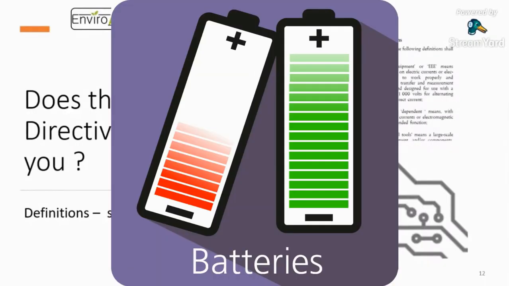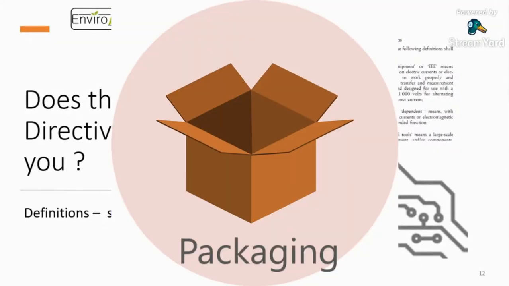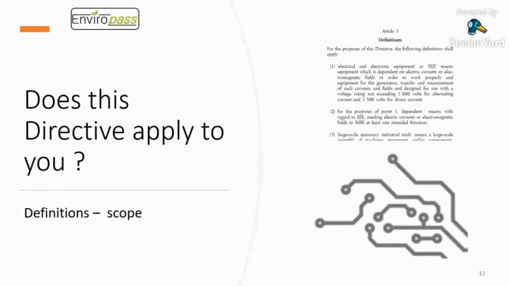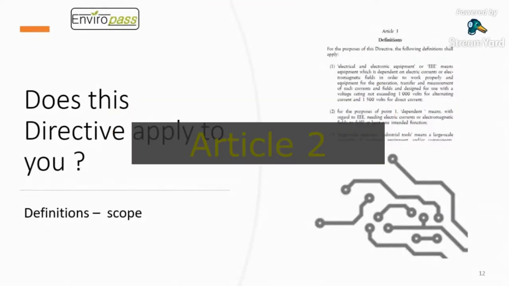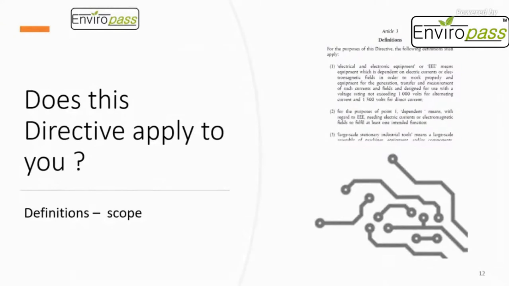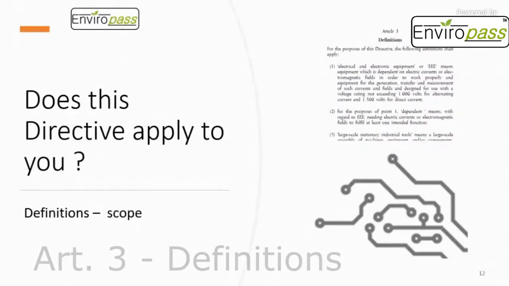Unless you manufacture batteries, because there is a battery directive, or packaging, it's out of the scope of RoHS, it's under the packaging directive. Other than that, you have a few other exemptions that are listed in Article 2 of the directive. Also, it's important to pay attention to Article 3, because under Article 3 you will see some definitions. What is a large-scale tool or fixed installation device?